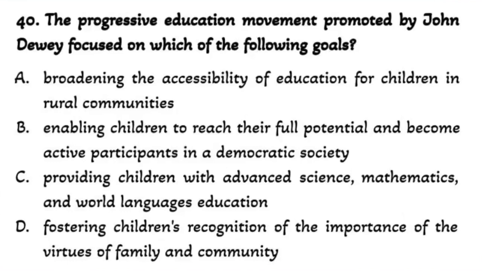40. The progressive education movement promoted by John Dewey focused on which of the following goals? A. Broadening the accessibility of education for children in rural communities. B. Enabling children to reach their full potential and become active participants in a democratic society. C. Providing children with advanced science, mathematics, and world languages education. D. Fostering children's recognition of the importance of the virtues of family and community.